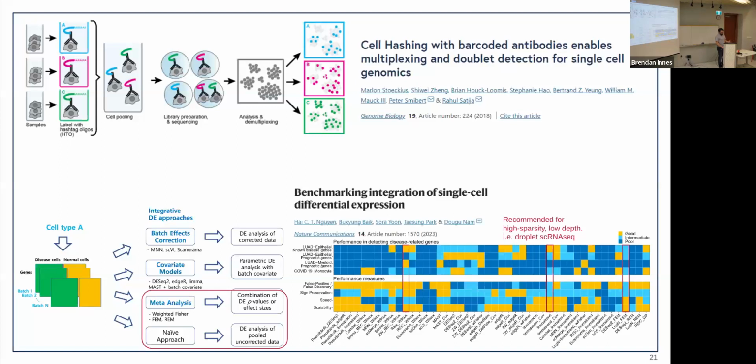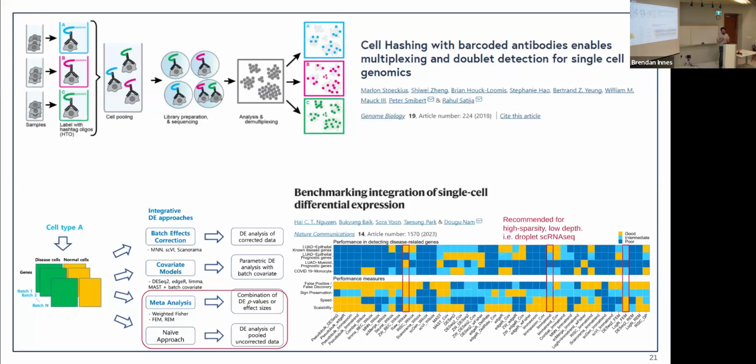There is a post hoc solution that I stumbled upon when I was looking at this benchmarking paper for batch effect integration differential expression. These guys looked at batch effect correction methods. They looked at doing a differential expression with a covariate for batch. And then they said, or we could just do meta-analysis or just be naive and just throw it all in and see what happens.